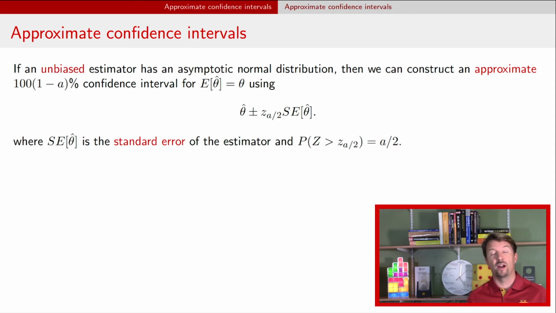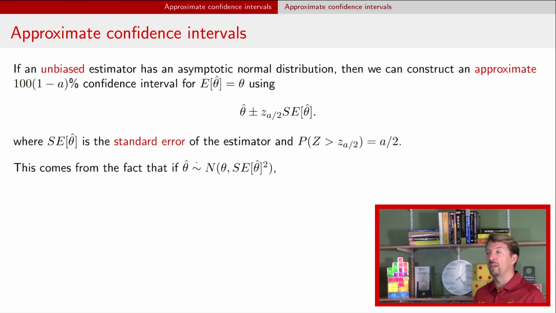Now let's talk about why this is actually true. That is, why this formula will construct an approximate confidence interval. And we'll start out with the fact that we have an estimator that has an asymptotic normal distribution and is unbiased. That means it's approximately normal. The mean is that expectation, which is unbiased, which means that's the parameter we're interested in. And the variance is that standard error squared.